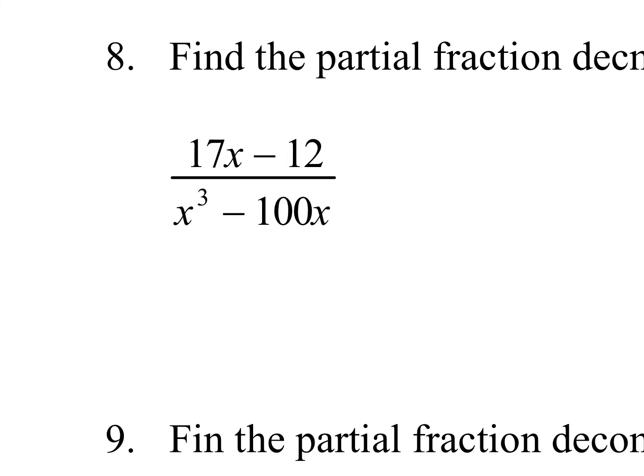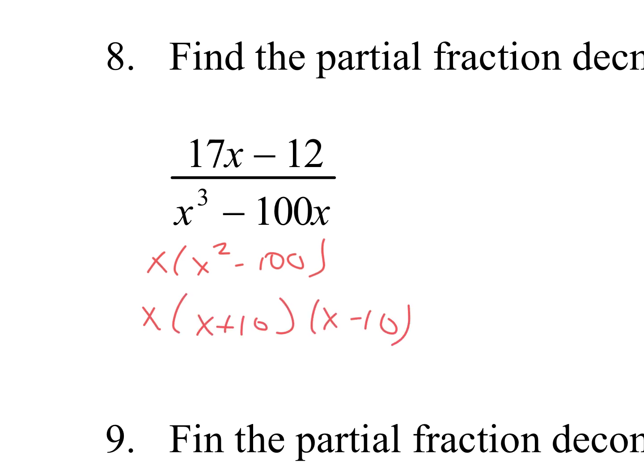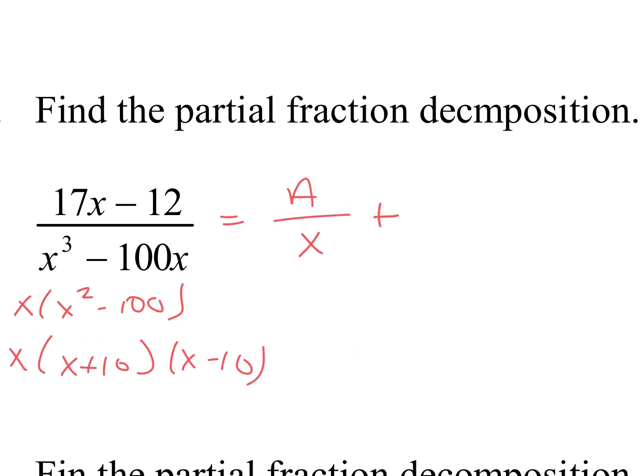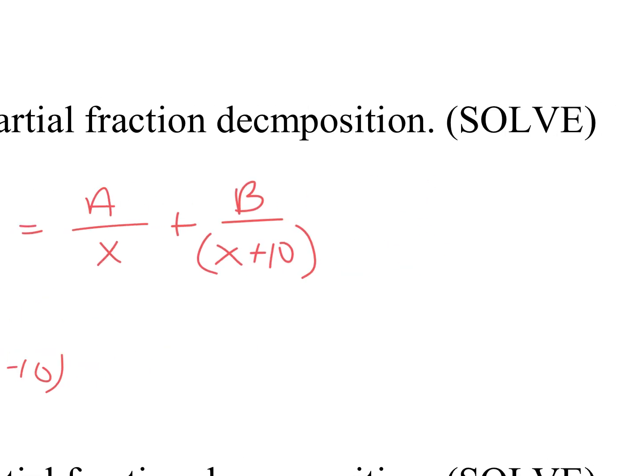What would this become? What can I factor out of the denominator here? Okay, an x, then I'm left with x squared minus 100. So that becomes what? X times x plus 10 and x minus 10. So how many different fractions do I have here? 3. All right, so if this was a solving one, which it is, I'm just going to set up how you would solve it, but I'm not going to do the whole thing. I'll solve the last one. So I have A over x, plus B over x plus 10, and then I have plus C over x minus 10.